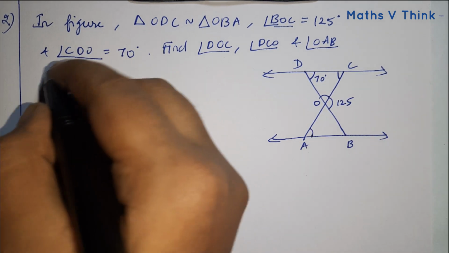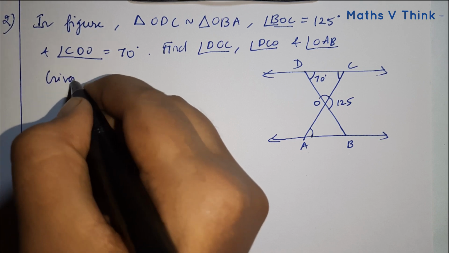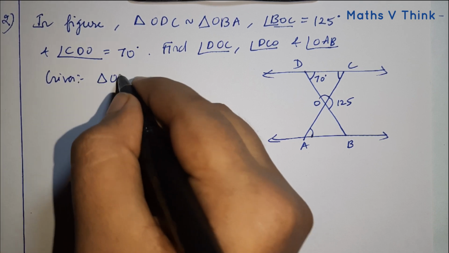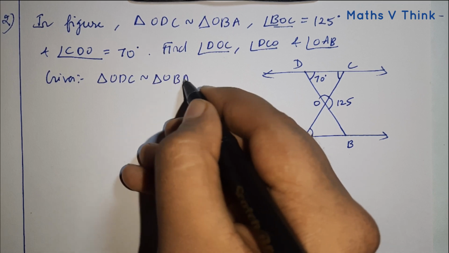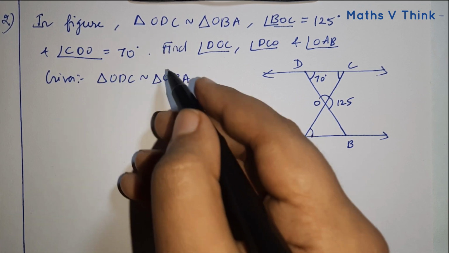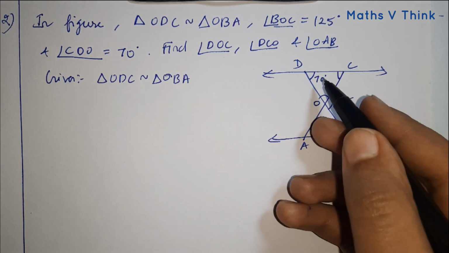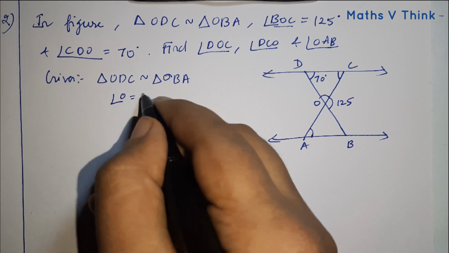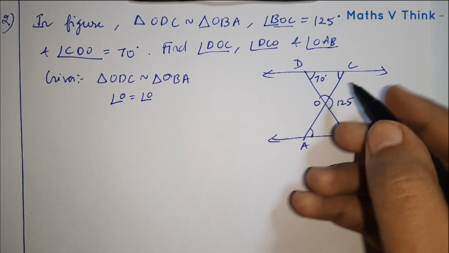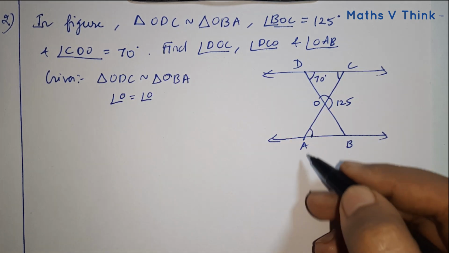So first we'll write the given. Triangle ODC is similar to triangle OBA. When two triangles are similar, all the corresponding angles will be equal. So I can tell angle O will be equal to angle O, nothing but DOC is equal to AOB.